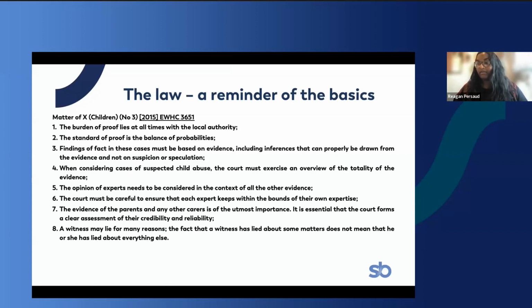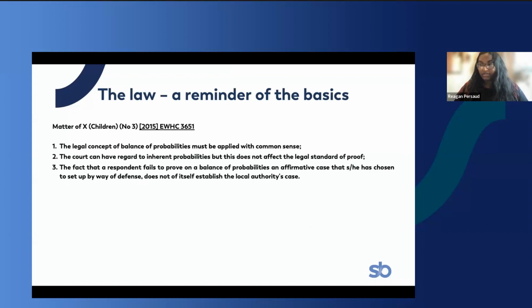The evidence of the parents and the carers is really important. The court needs to form some idea of credibility there. And even if the court decides that people have lied for different reasons, the court needs to consider the issue of lies. Mumby also added, of course, that the balance of probabilities needs to be applied with common sense, that the court may have regard to inherent probabilities, but it doesn't change the balance of probabilities test.